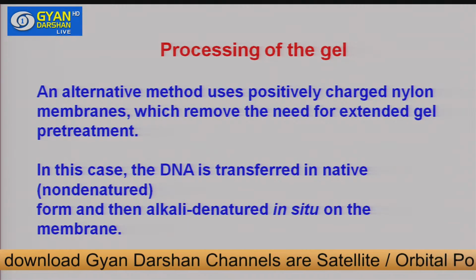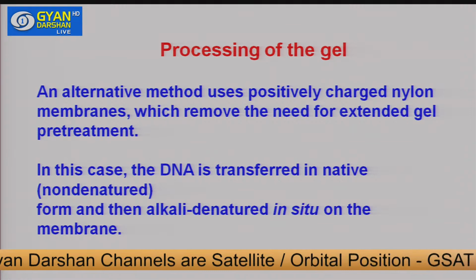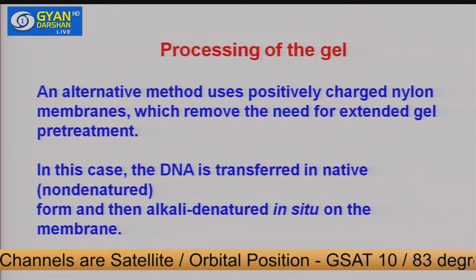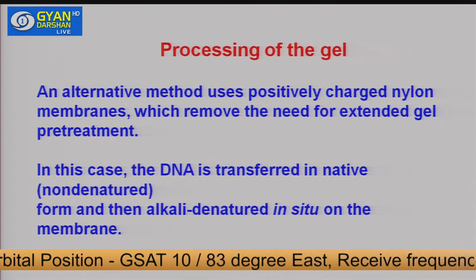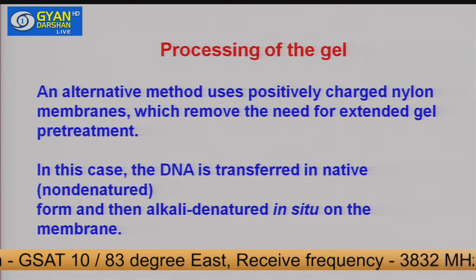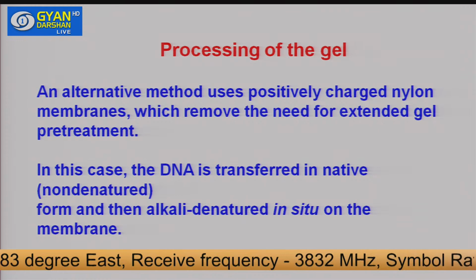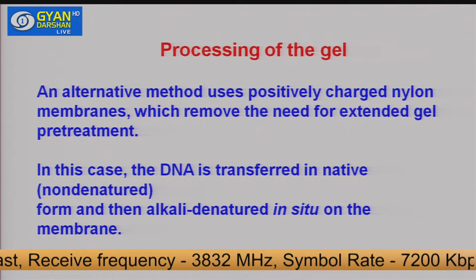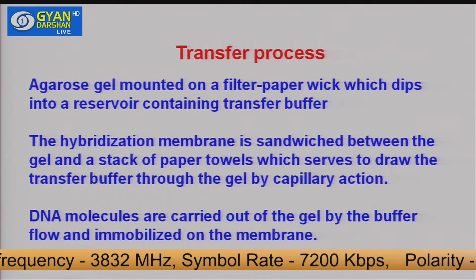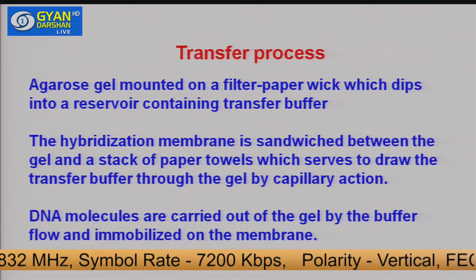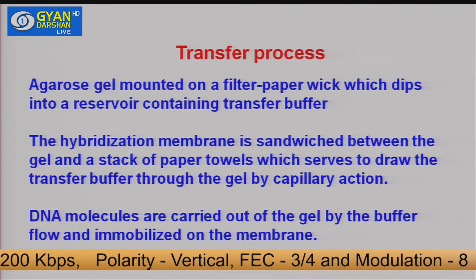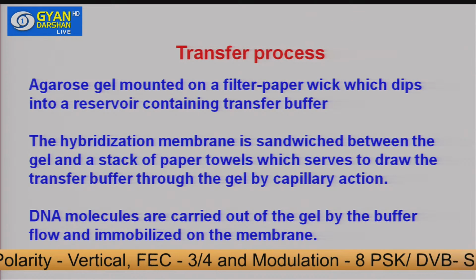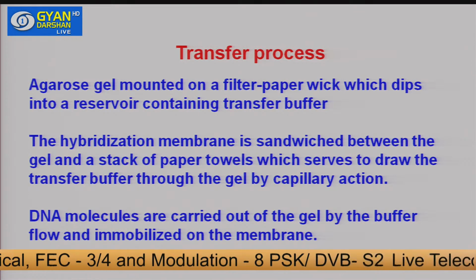An alternative method uses positively charged nylon membrane, which removes the need for extended gel pretreatment. So you can go for nitrocellulose membrane or you can go for the nylon membrane. In this case, the DNA is transferred in native form and then alkali denatured in situ on the membrane. So this completes the first part of the transfer process, where the processing of the gel is complete.